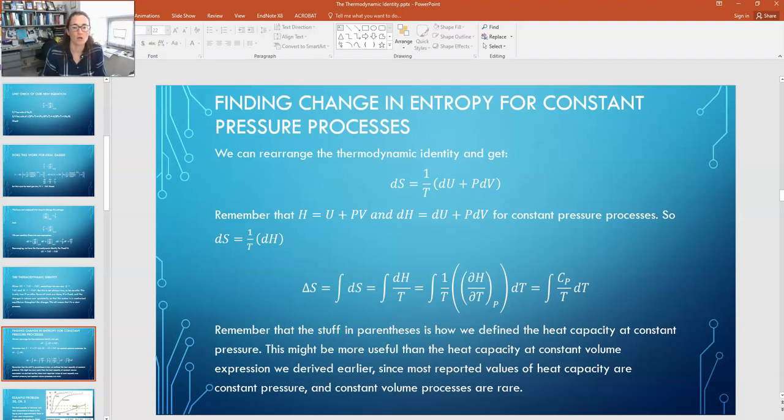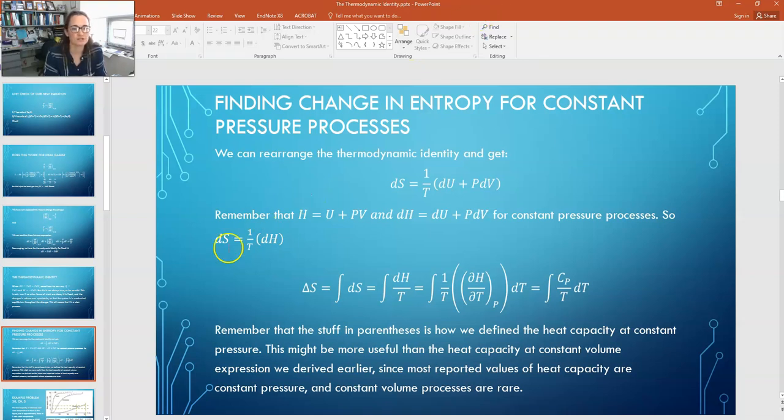Now, way back when, we talked about the enthalpy. The enthalpy, H, is equal to U plus PV. And the enthalpy is most often used as an expression when you have a constant pressure process. So dH is equal to du plus PdV for constant pressure processes. So we could rewrite this expression for ds as ds is equal to 1 over T times dH, where dH is the change in the enthalpy.